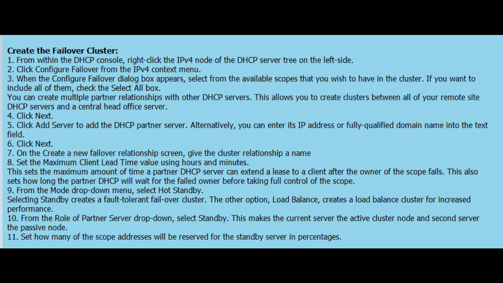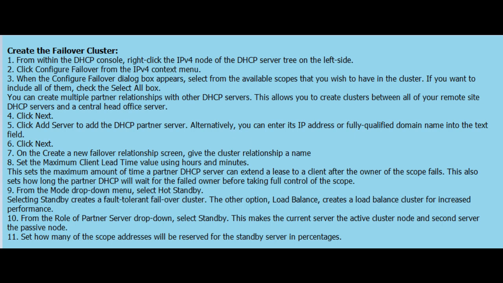8. Set the maximum client lead time value using hours and minutes. This sets the maximum amount of time a partner DHCP server can extend a lease to a client after the owner of the scope fails. This also sets how long the partner DHCP will wait for the failed owner before taking full control of the scope. 9. From the Mode drop-down menu, select Hot Standby.